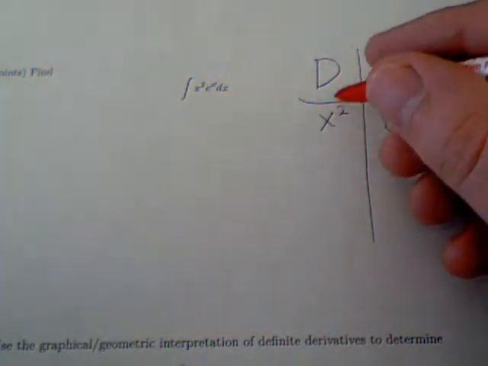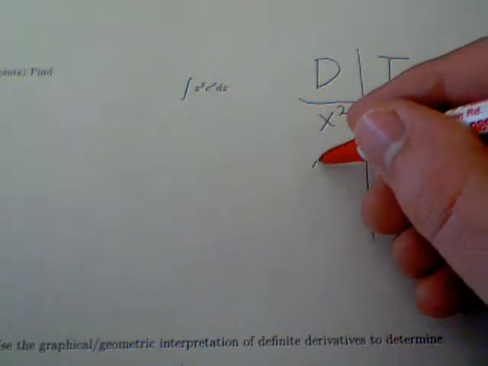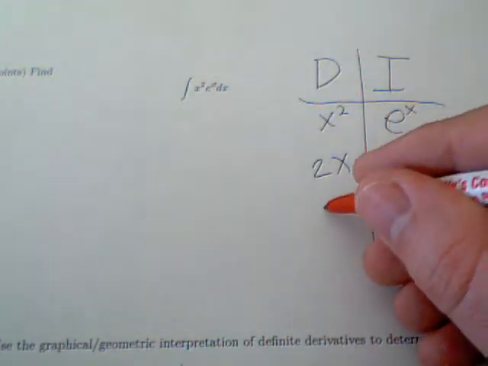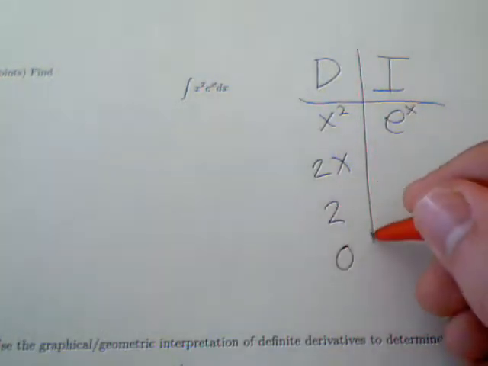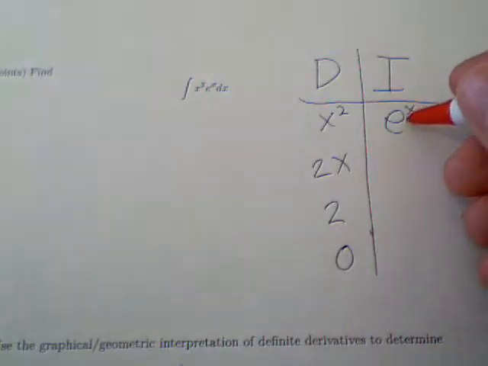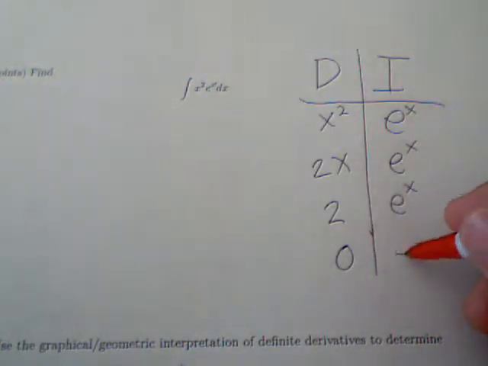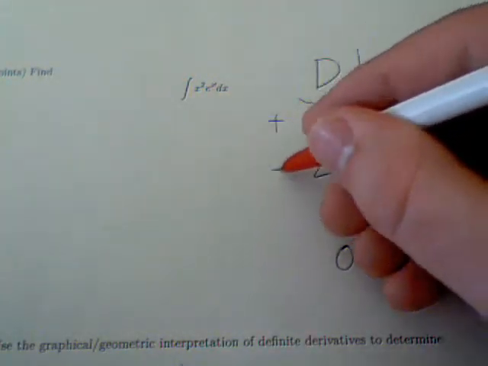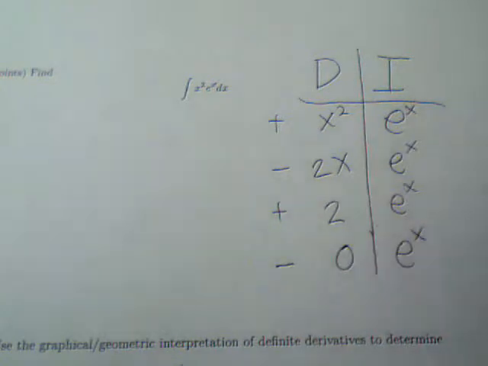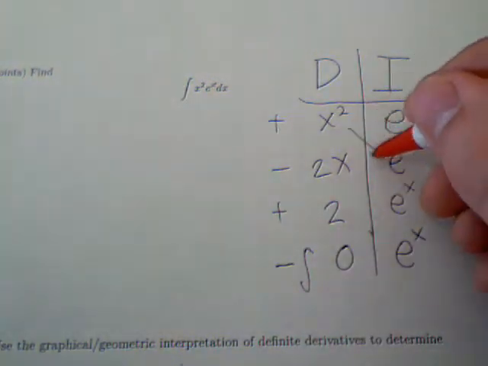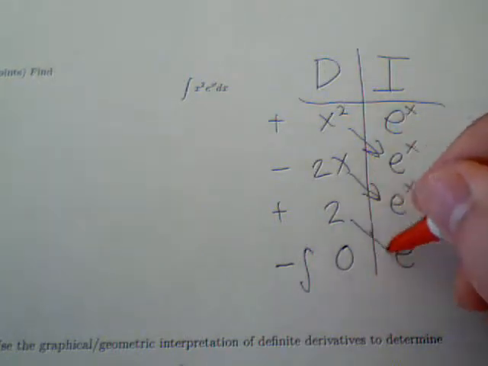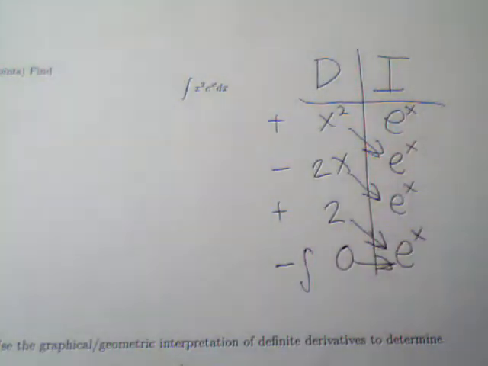Right. So the derivative of x squared is 2x. The derivative of that is 2. The derivative of that is 0. And e to the x, you integrate, you just keep getting e to the x. Okay. So we get plus, minus, minus, and this last one should be an integral. Draw our arrows diagonally, and the last one straight across.